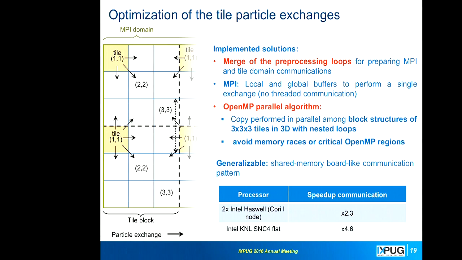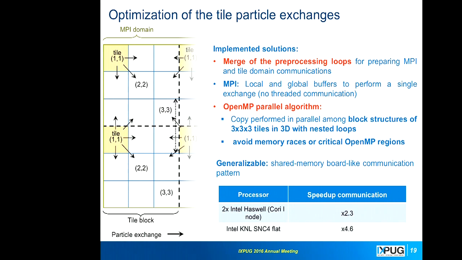So what we have done to optimize the communications: first, we have merged the pre-processing loops for the MPI and for the tile communications. We have local and global buffers to perform a single exchange for MPI. We do not use threaded communications. In fact, we have an implementation, but for the moment we still have some bugs with it.